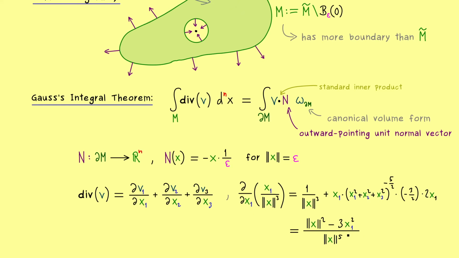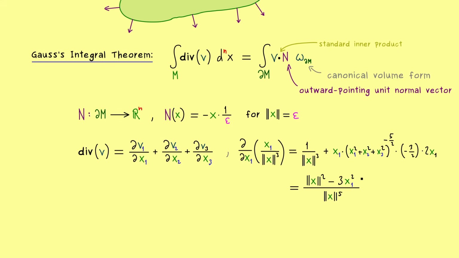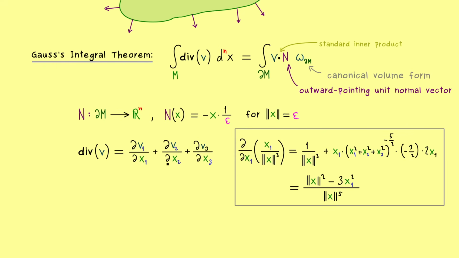In fact, this result is quite nice because it works exactly the same for all the other coordinates as well. The only difference is that for x2, for example, we would get x2 here in the end as well. This means we can use this as a general result and put it into the left-hand side to calculate the divergence. So we have 3 parts in the sum and they all have the same denominator.